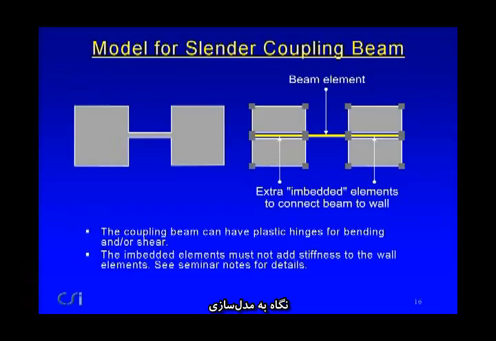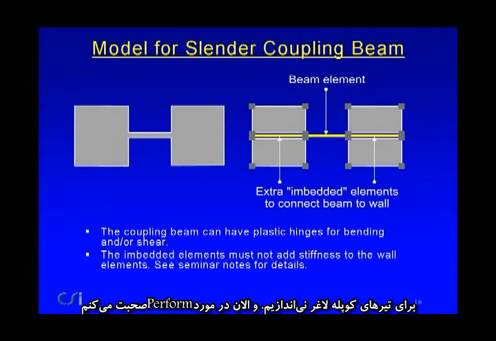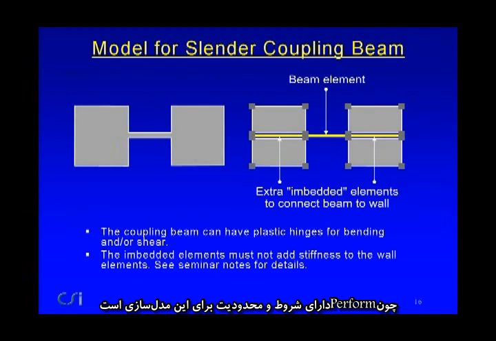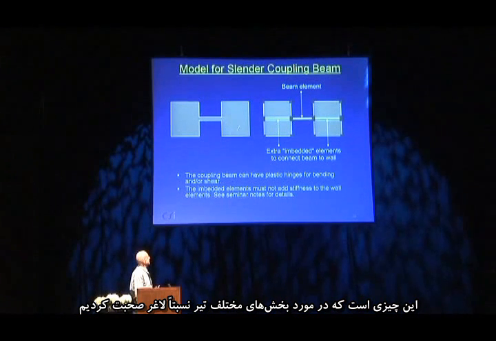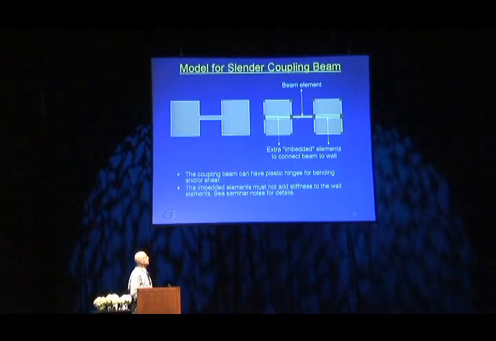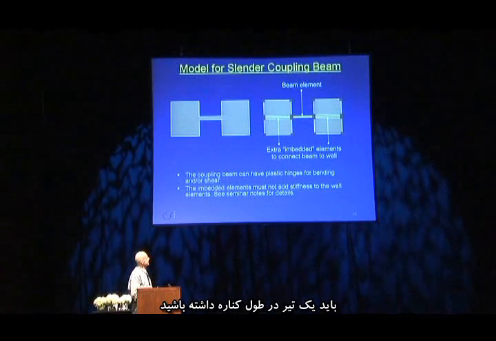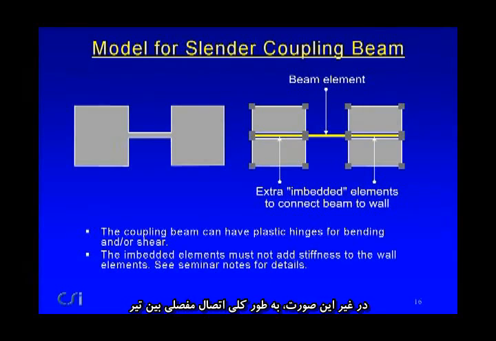Let's look at the model for a slender coupling beam. And now I'm talking about Perform, because Perform does have certain restrictions on the way you model these. This is what we're talking about, a couple of wall segments with a fairly slender beam. You would model this with a beam element. I'll talk about the details in a moment. But in order to connect this beam into the wall element in Perform, you must have some embedded beams alongside it. Otherwise, it basically is a pin connection between the beam and the wall elements. And that's just one particular detail.